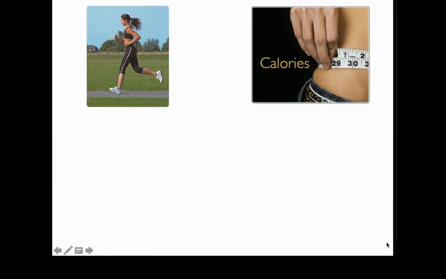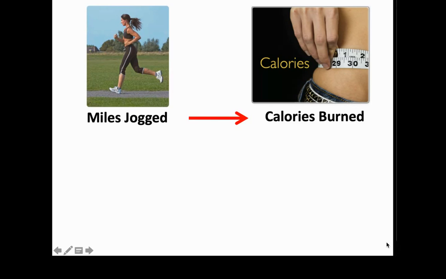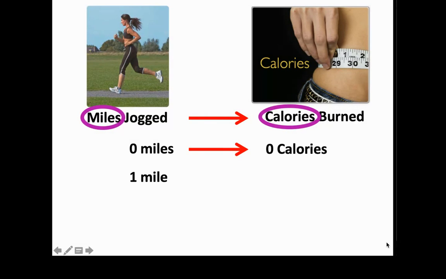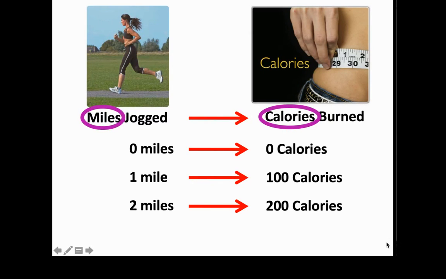Another relationship, the exercise, miles jogged to calories burned. So miles to calories. 0 miles, 0 calories. 1 mile, 100 calories. 2 miles, 200 calories. 5 miles, 500 calories. So the more miles jogged, the more calories burned, and calories depends on miles. So there's a relationship there.